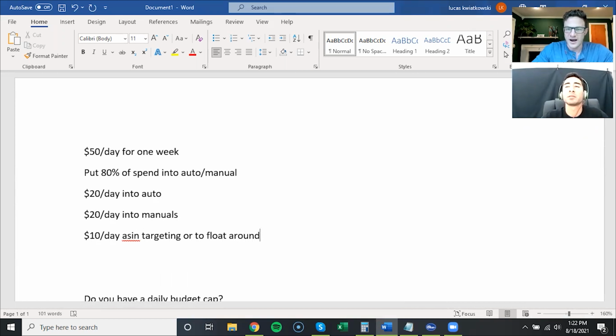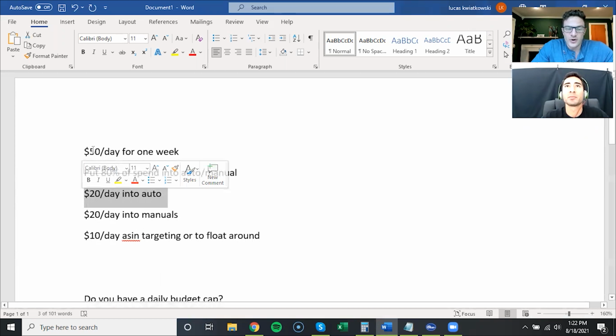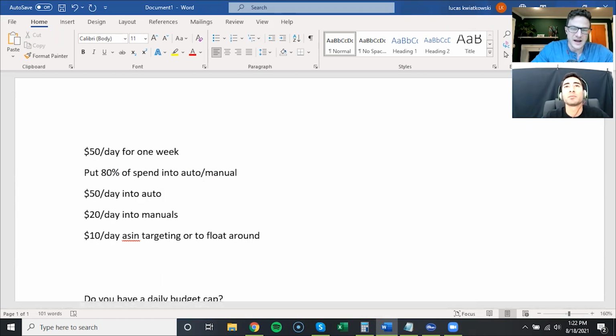But I'm going to keep saying this: don't set it and forget it. If after 2 days your auto is pulling in all the sales and you still don't want to up your overall spend, just crank all the spend into this for a week. So just always be looking at the data. Now, this is for one ASIN.